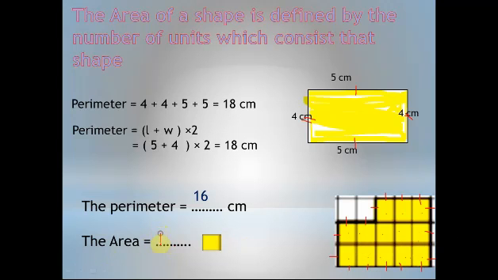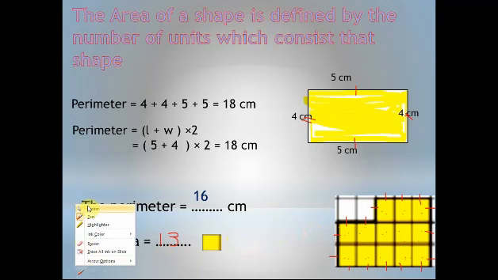So it's 13 squared units. Again, we will count according to the units that I give to you. It's a small square, so we will count the small squares again. 1, 2, 3, 4, 5, 6, 7, 8, 9, 10, 11, 12, 13. So they are 13 squared units.